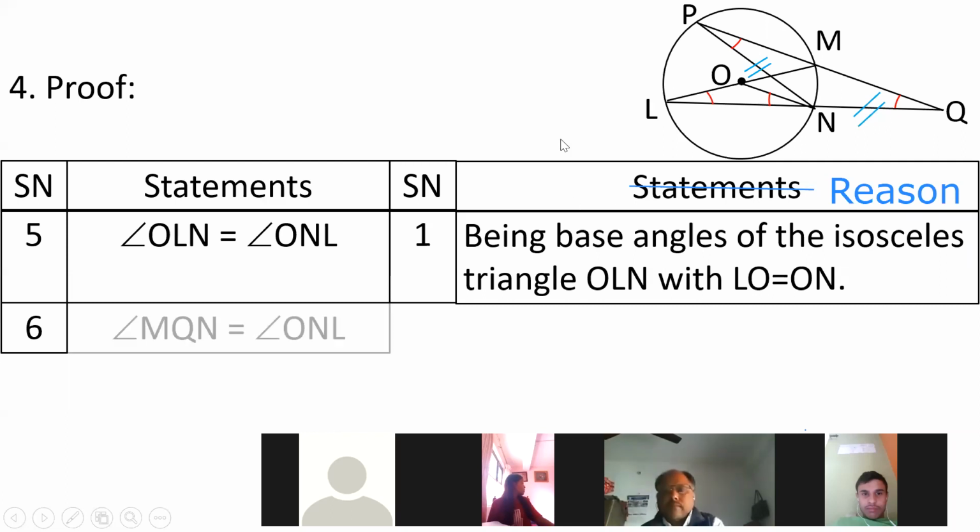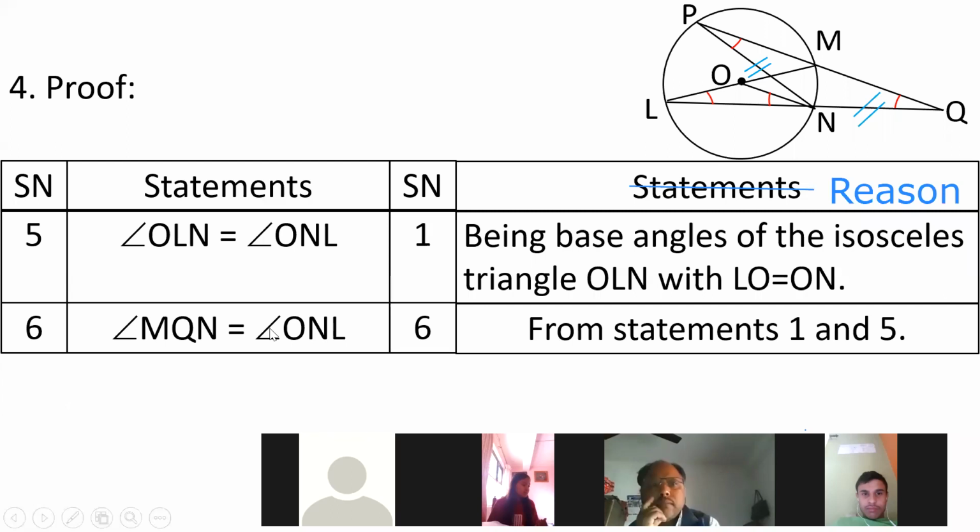We are going to show these angles as equal, because the reason for this is from statements 1 and 5. In statement 1 we have shown angle L equals angle Q, and in statement 5 we have shown angle N equals angle L. That means we can say angle N equals angle Q. So I have shown here angle MQN equals angle OLN from statements 1 and 5.